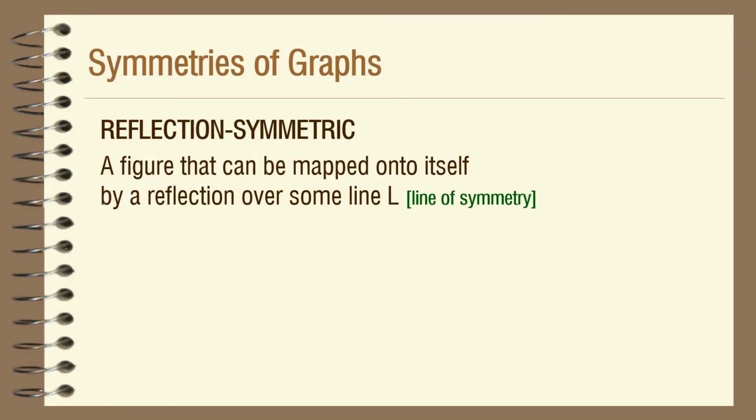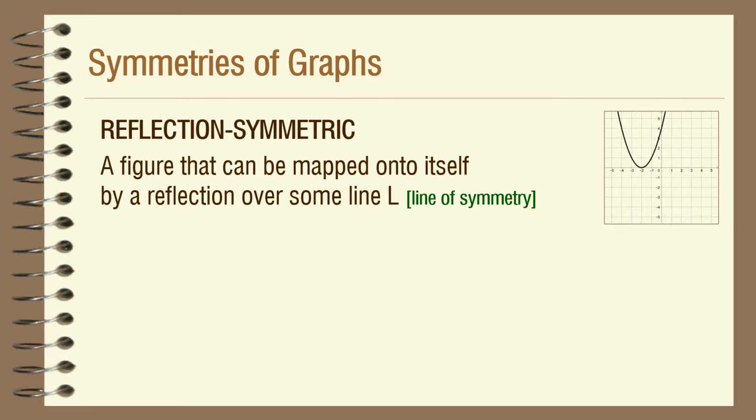In this video, we're going to look at symmetries of graphs and determine if a function can be classified as an even function or an odd function. We'll begin by looking at the first type of symmetry, a reflection symmetric type graph. That's a figure that can be mapped onto itself by a reflection over some line L. That line L can be referred to as a line of symmetry or an axis of symmetry.